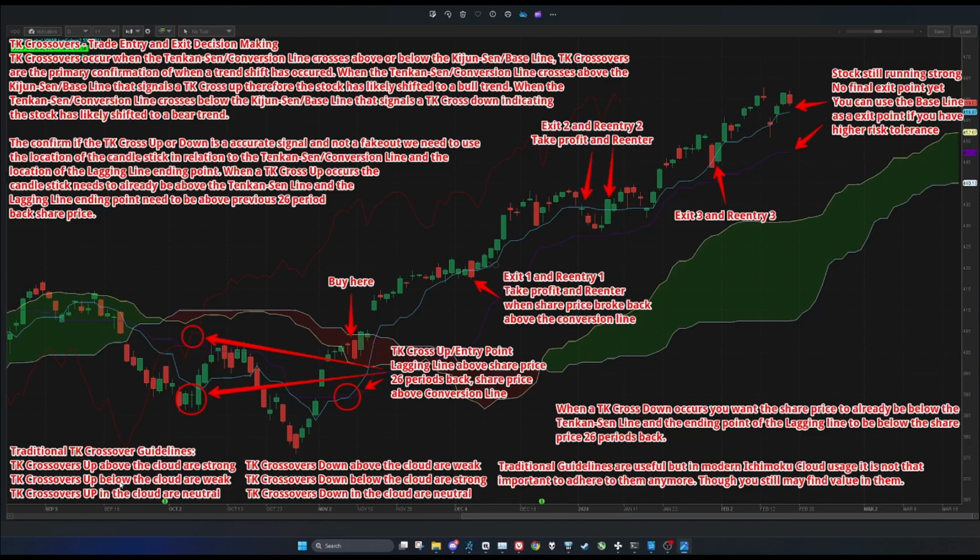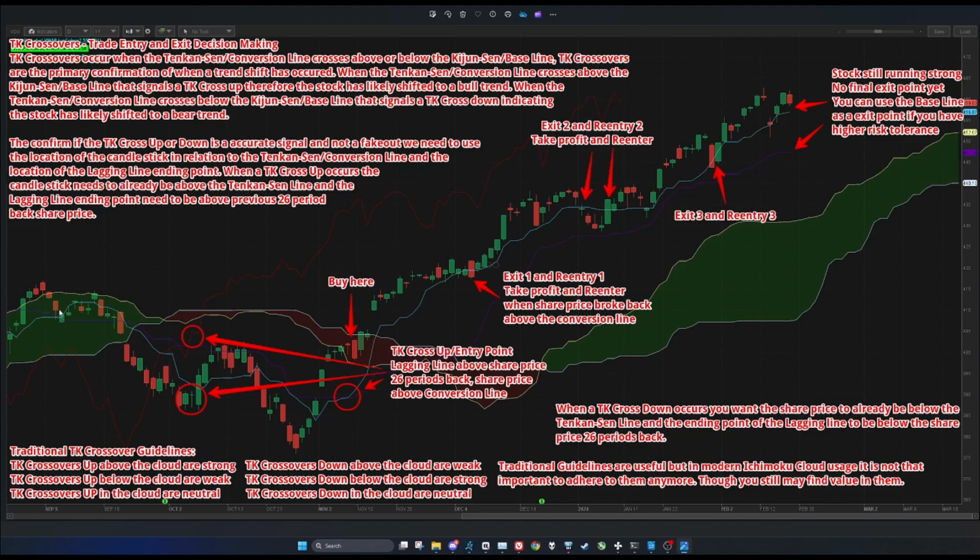If your TK cross up is below the cloud, like down here, for example, in this example where it actually ran up, this is seen as a weak crossover to the upside. And generally, you wouldn't take this trade if a TK crossover to the upside happened beneath the cloud, going by traditional guidelines. And if you have a TK cross up happen inside the cloud, like right here, for example, that's a neutral strength guideline, so a neutral signal.